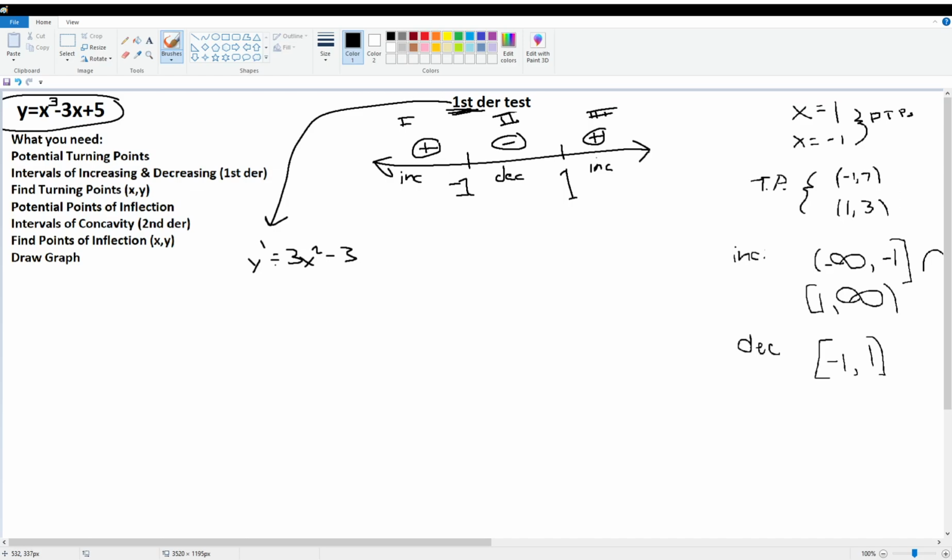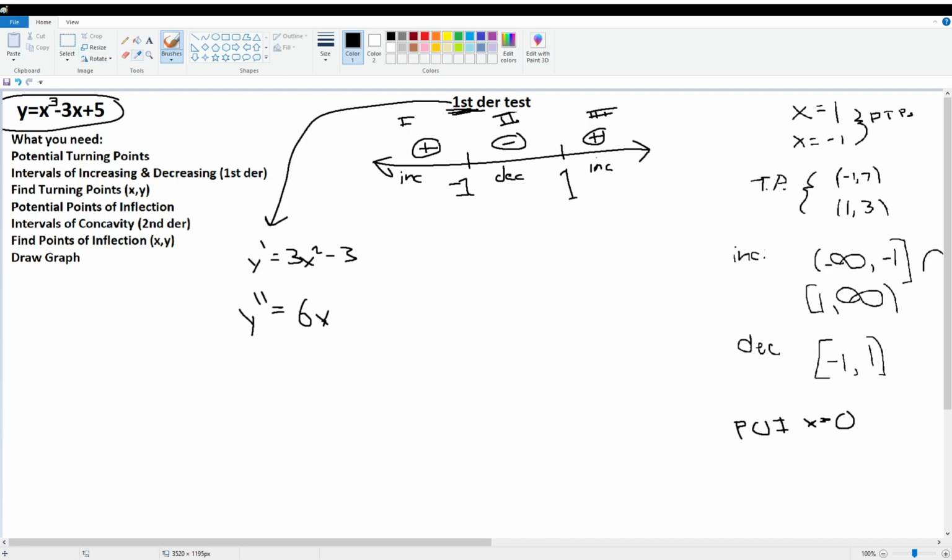And to find that, we have to take the second derivative of this equation. So y double prime equals 6x. That's just another power rule from this equation. And we must set this equal to 0. 0 equals 6x. And you solve for x to find any potential points of inflection. So the only potential one is x equals 0. So potential points of inflection, x equals 0.